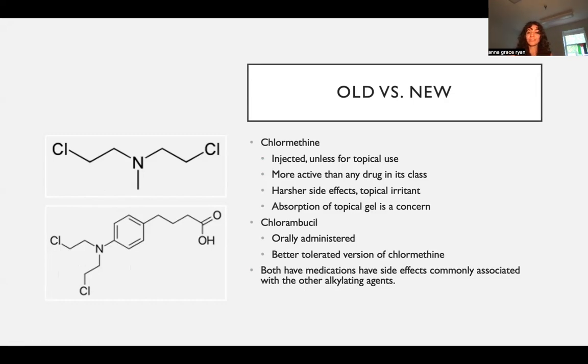Chlorambucil is orally administered, which is not possible for chlormethine because of its irritability, but both medications still have the side effects commonly associated with other alkylating agents, other ones of the same class, drugs that like to be attacked themselves.